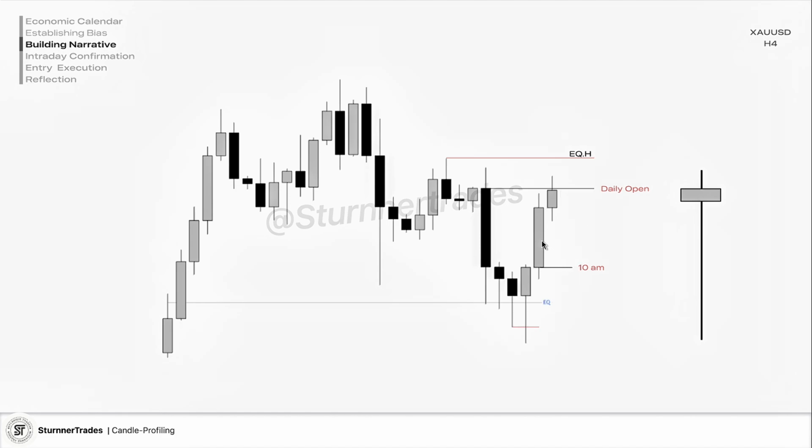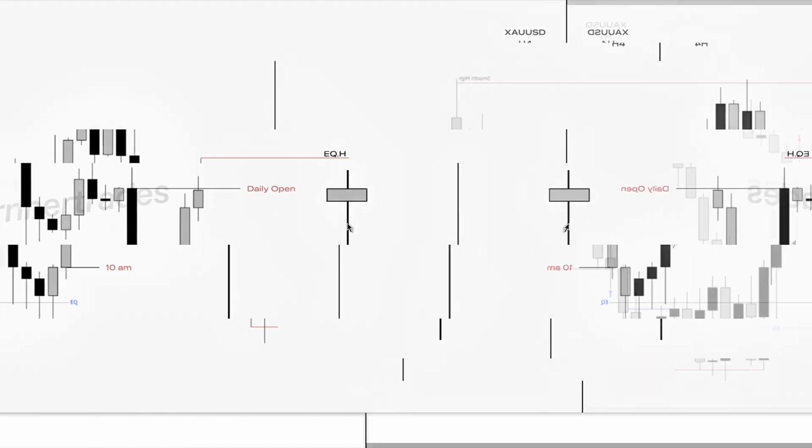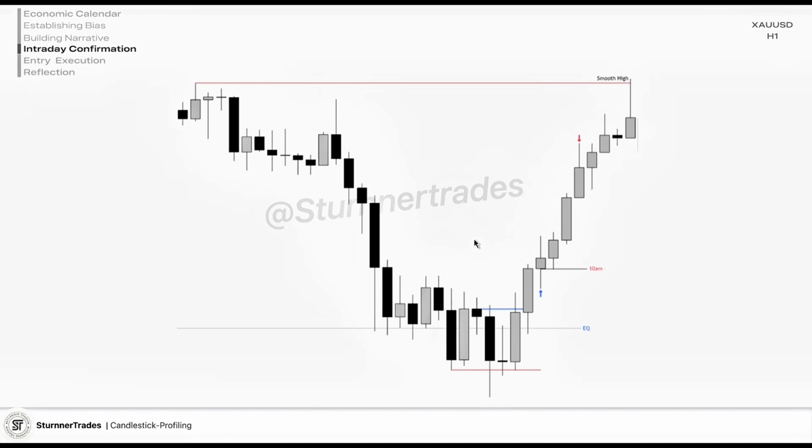I want to look for clean intraday confirmation and structure to profile myself into the move. Alright, so now we are here on the hourly chart. And what I'm doing here is confirming the intraday structure. I want to see a clean alignment in direction of my higher time frame bias. And if you look closely, you will notice that after price dipped into the previous week's equilibrium, which again is our key level, we had a clear change in state of delivery.